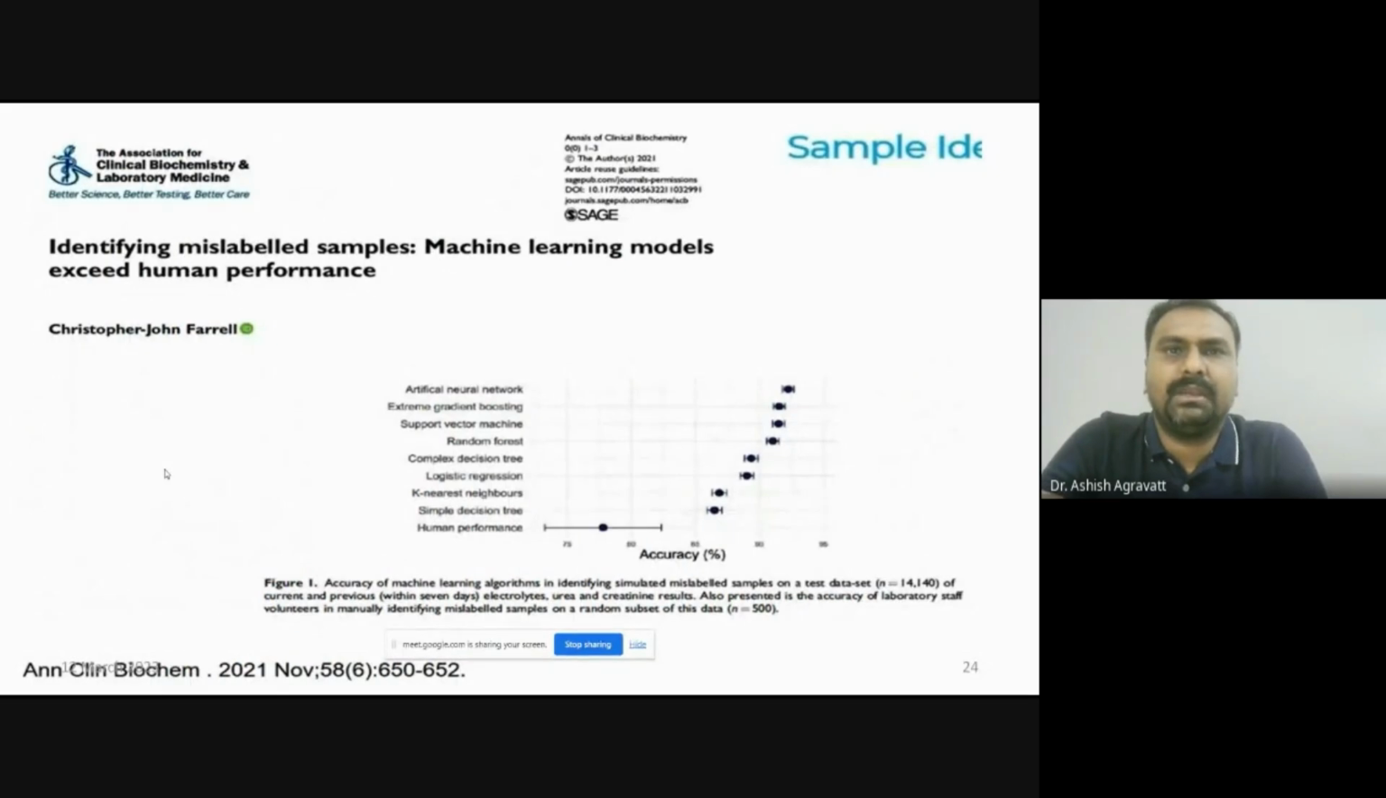And a very good article on pre-analytical error, where the machine will identify the mislabeled samples. You can see the different algorithms like artificial neural network, extreme gradient boosting, support vector machine, and random forest. These algorithms were compared with human performance in identifying the mislabeled samples. Human performance was around 77%, while algorithms like extreme gradient boosting or artificial neural network can identify the mislabeled samples with up to 92 to 93% accuracy. So this is an example where machine learning has outperformed humans.